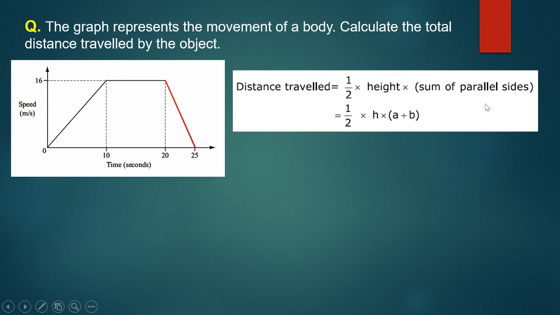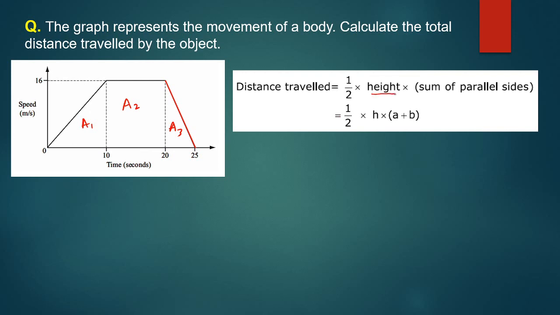Now we are going to try the last question. The graph represents the movement of a body. Calculate the total distance traveled by the object. There are two options to calculate. We can divide this into A1, A2, and area 3 to calculate the distance, but it will take time. And we have another option, to calculate the distance traveled by the area under the trapezium, and this is the relationship that we are going to use.